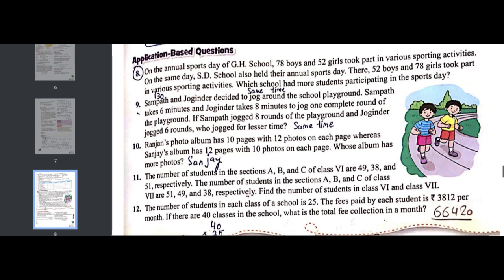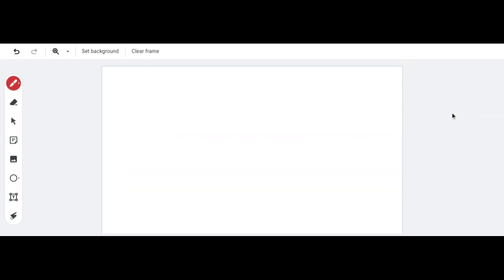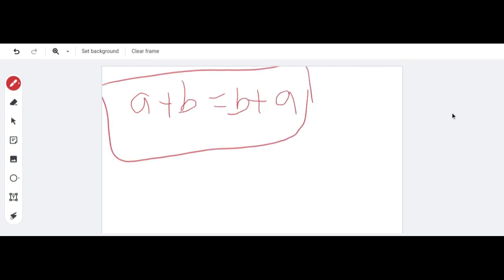Simply you can do the addition. I think we have to set the rule. Maybe the same one, no? If there are 78 boys, 52 girls, you just have to add these two. This is a closure property. No, it's not closure, it's commutative. It's because it's 78 plus 52. It says like A plus B, B plus A. Is this a closure property or not? No, it's commutative.